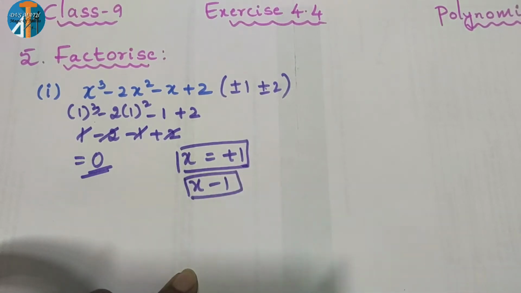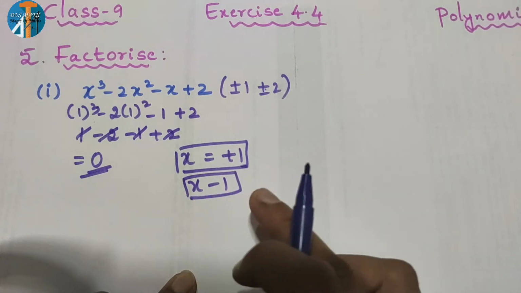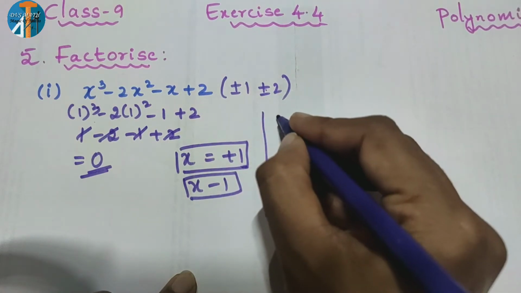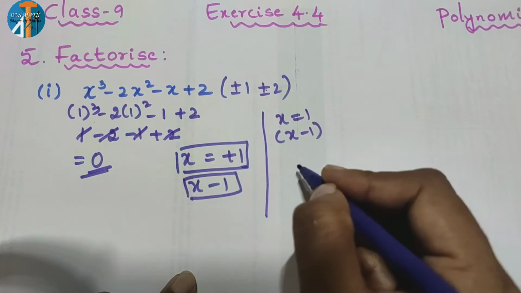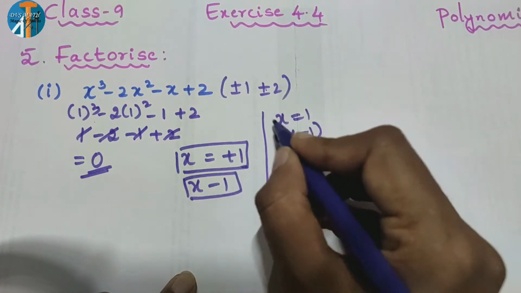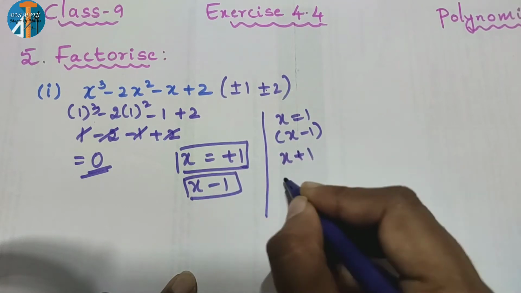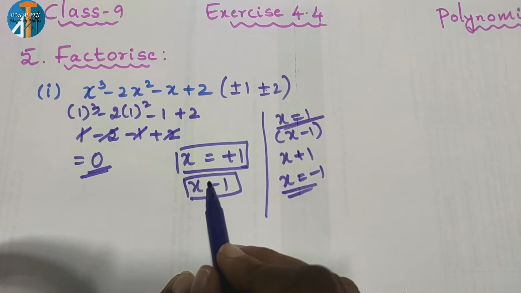So as we discussed in our previous problem, if x minus 1 is the factor, we take it as x is equal to plus 1. Okay, remember. So if the factor is x minus 1, we take x is equal to plus 1. Or if x plus 1 is the factor, we take x is equal to minus 1. Yes, right? The same thing you have to apply here.